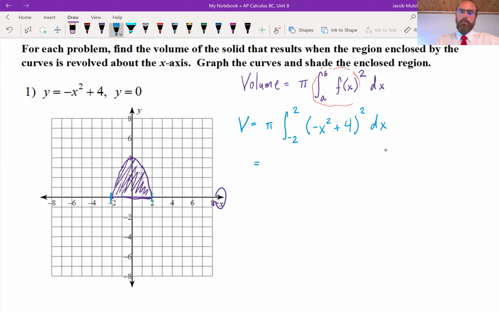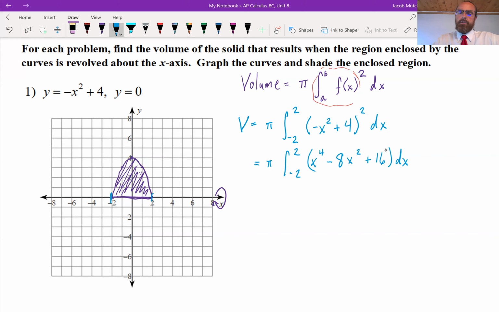So I'm going to just record that pi as a constant coefficient. And then what I'd like to do is square this quadratic out. So negative x squared times itself is going to be positive x to the 4th. And then I've got the outer and inner terms from that squaring. So the one multiplication is going to be negative x squared times 4. So that's negative 4x squared, but I've got two of them. So that's going to be negative 8x squared. And then lastly, my last terms in the foiling, 4 times 4 is going to give me 16.